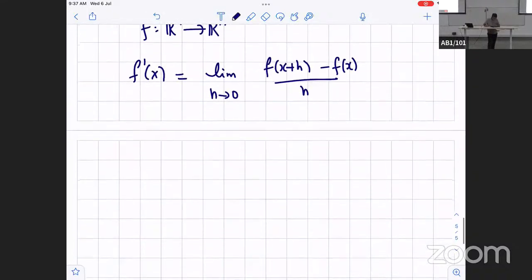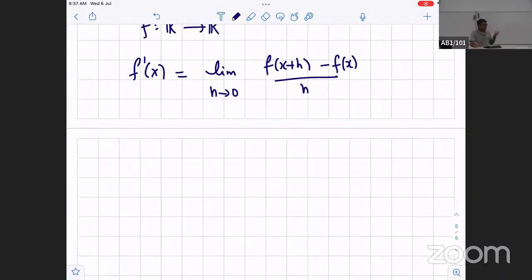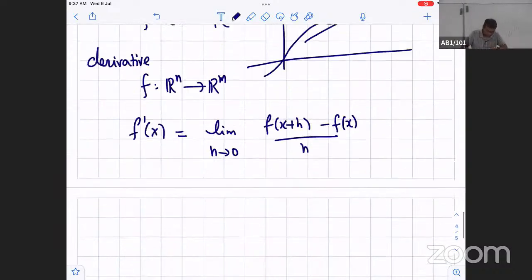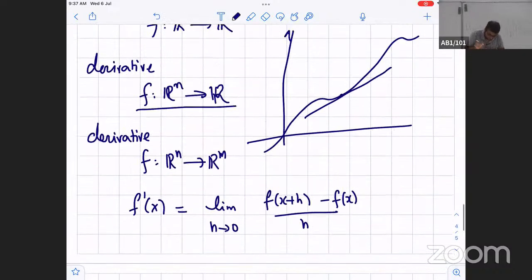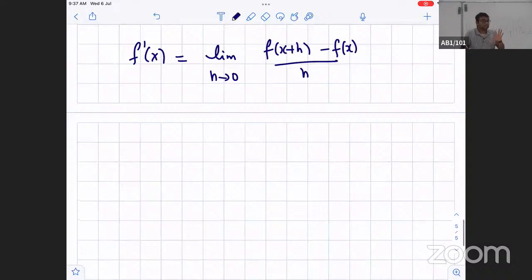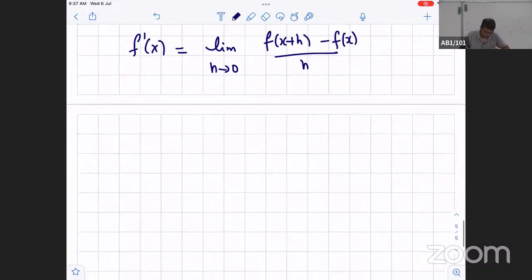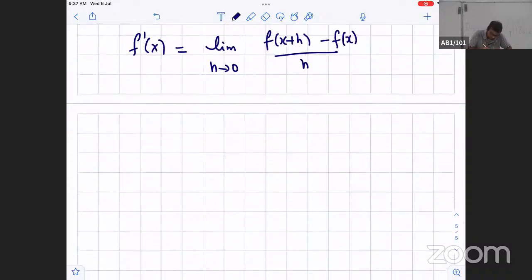For derivatives in Rn, for the second type Rn to R, we'll have to do some work, and let me show how that comes. All of you have seen the Taylor series expansion, right? Can you say what it is? If I want to write the expansion of f of x plus h, how do you define it?